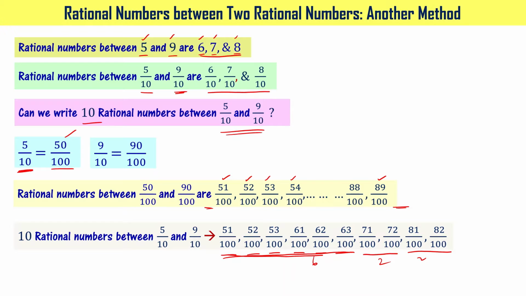For example, you could have taken 51 by 100, 52 by 100, 61 by 100, 62 by 100. Or you could have taken 51 by 100, 52 by 100, 53 by 100, up to 60 by 100, right? If the question is about writing 10 rational numbers in between 5 by 10 and 9 by 10, you can take any of these numbers, right?